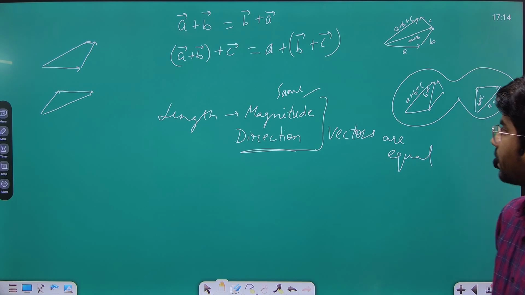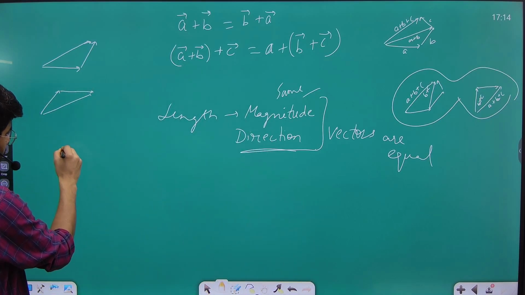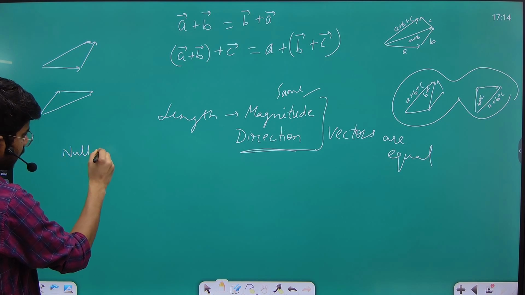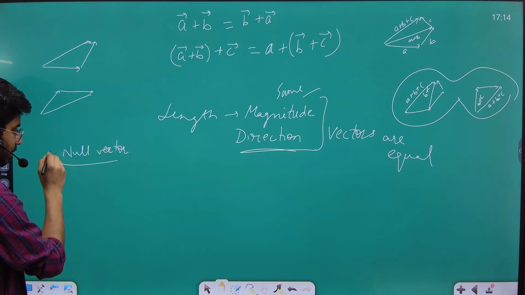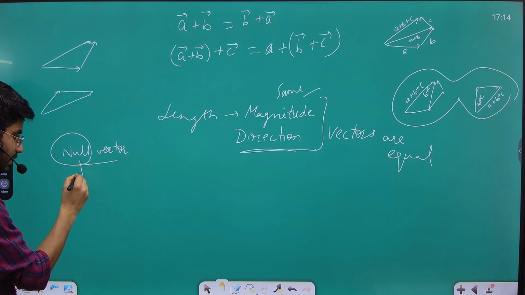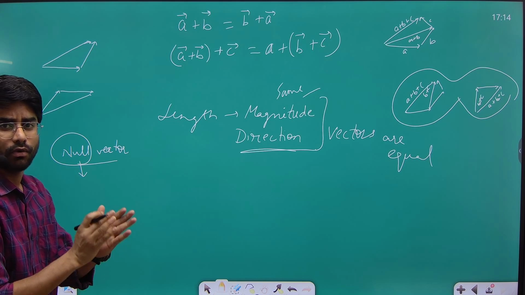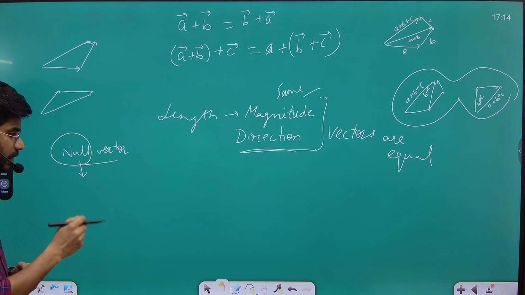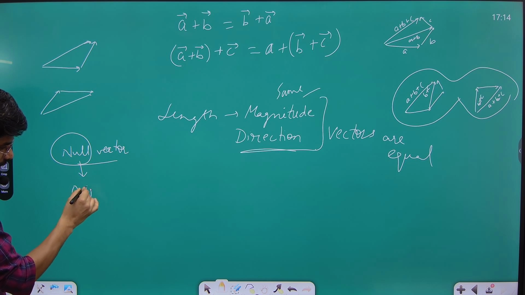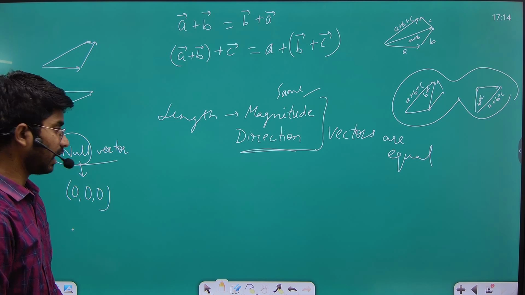Similarly, if you add a null vector, what is a null vector? Null vector has no magnitude. You can check it from its name, null. What is a null vector? A vector where it has no magnitude. Suppose in a 3D space you have a vector 0 0 0, that vector is a null vector. A vector from the origin to the origin itself is a null vector.